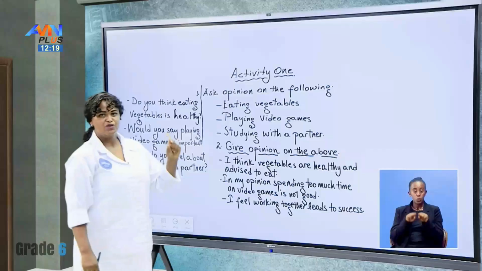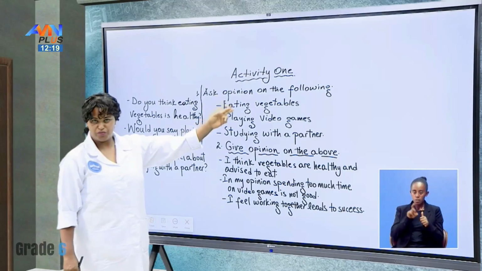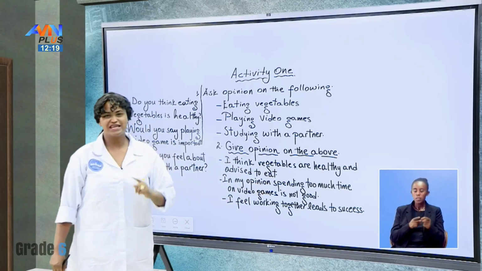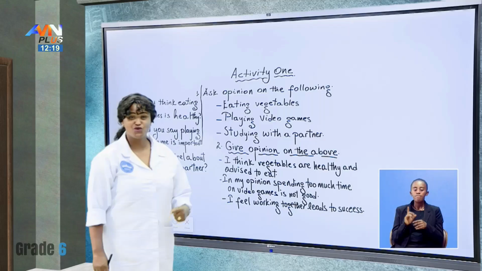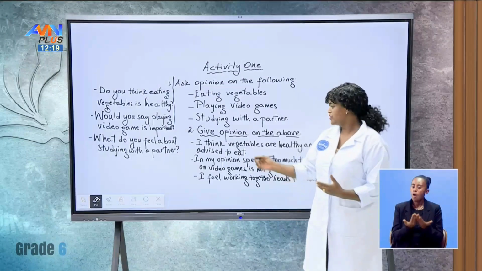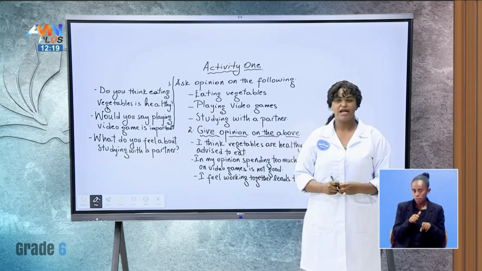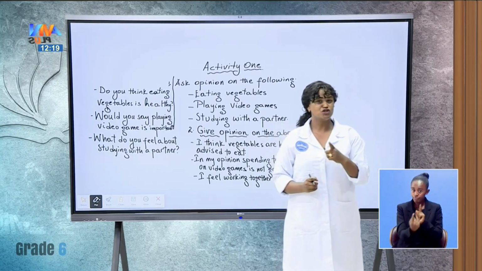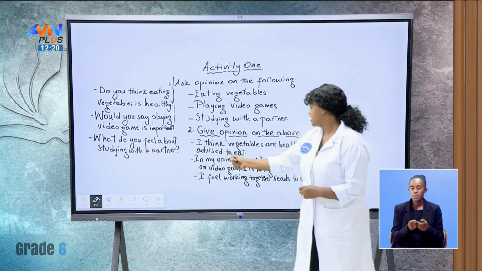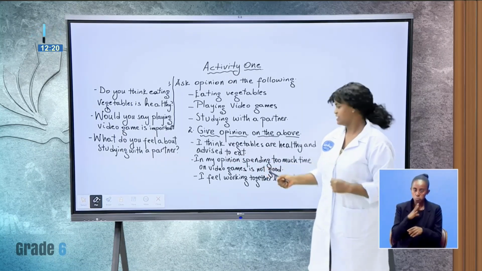So, we have gone 2 steps. The first one, asked opinion. The second one, give opinion. One thing is left, and that is going to be your homework. Now look, how do you feel about this? Do you agree or disagree? Next week, when we meet, I want you to come up with your answers. How do you agree for this one? I think vegetables are healthy and advised to eat. This is one. The next one.